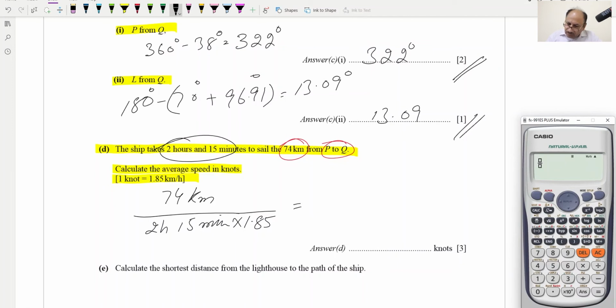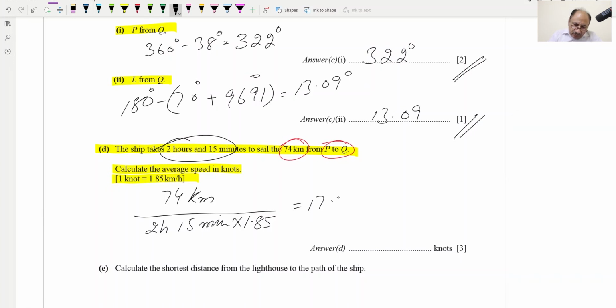This will be the fraction 74 over 2 hours and 15 minutes, multiplied by 1.85, and this is equal to 17.77 recurring. 17.77 is recurring, so we can approximately write it as 17.8. So 17.8 knots will be our answer. This is for 3 marks.